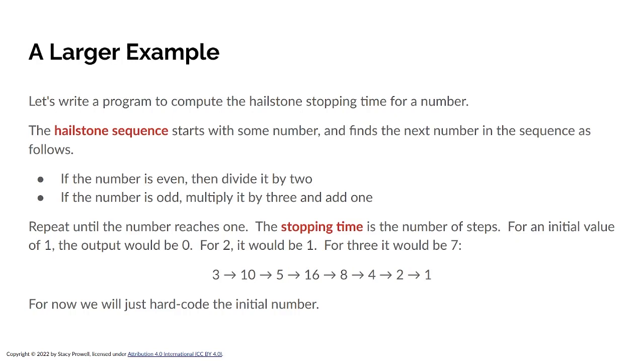So basically, we say once we reach 1, we stop. And the stopping time is the number of steps between our initial number, like 3, and 1. And so for the little sequence I gave you, the stopping time would be this step from 3 to 10, that's 1, 2 to 5, 3 to 16, 4 to 8, 5 to 4, 6 to 2, and 7, which takes us to 1. So the stopping time is 7.